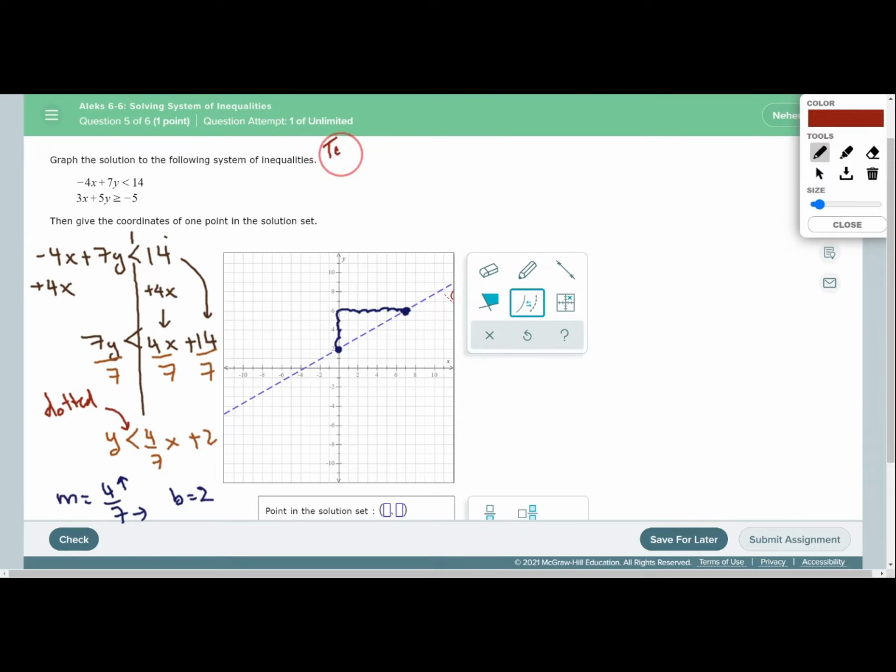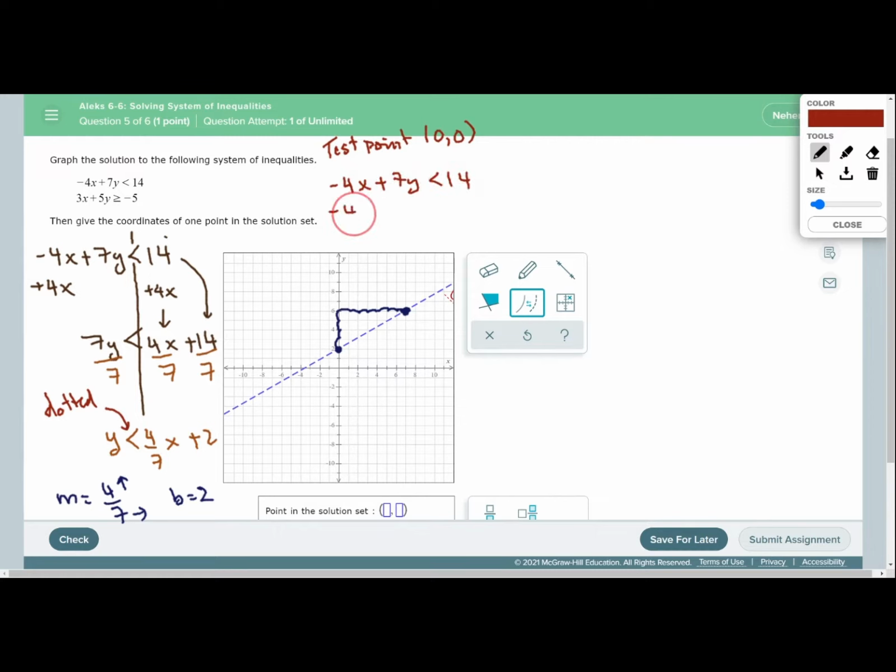Okay, so the test point, as usual, is going to be (0, 0). You can test the point down here or up here; either one will still give you the same answer. I'm going to switch it up this time and test the original equation.